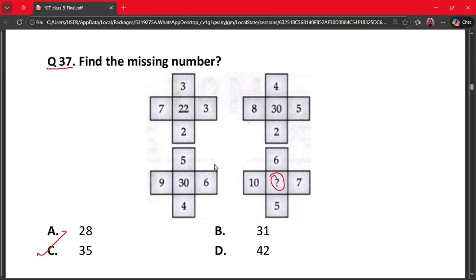Why? Because the pattern follows multiplication and addition logic. So each step increases by a fixed rule. Applying the same rule gives 35. So option C is the correct option.